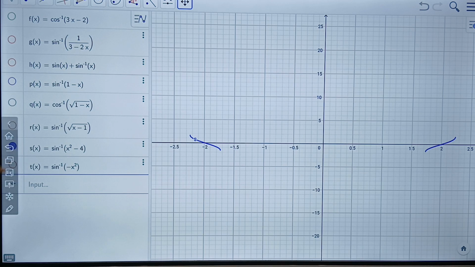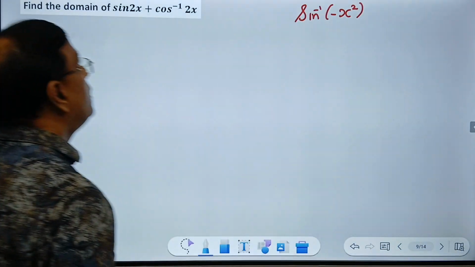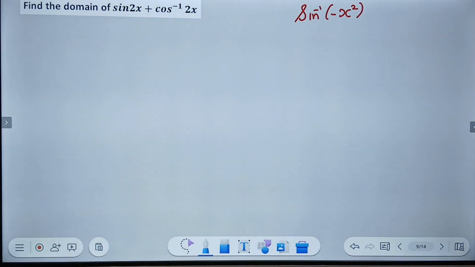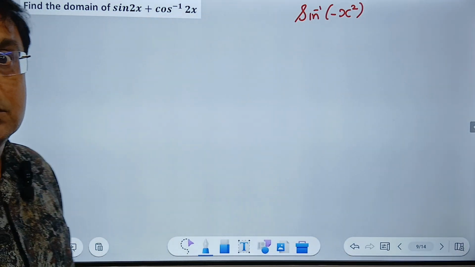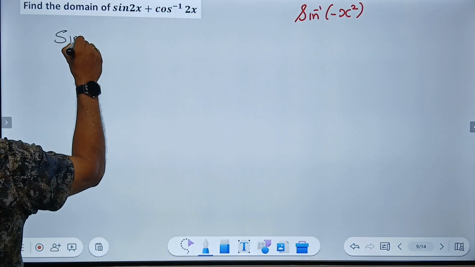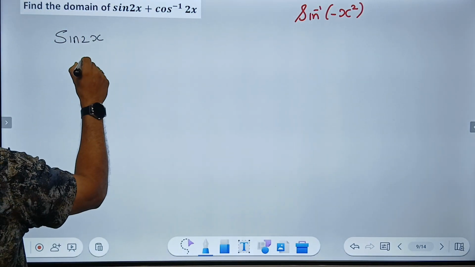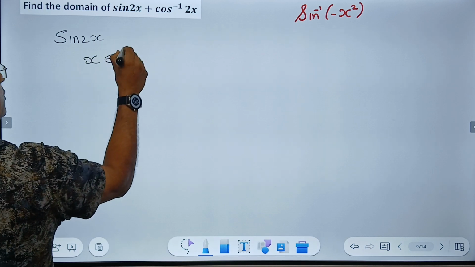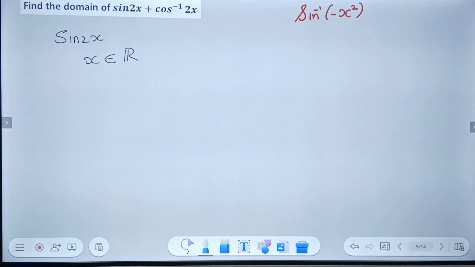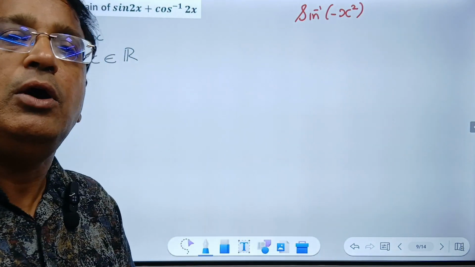Let's go to the next question. When you go to the next question, what happens? You want to find the domain of sine 2x plus cos inverse of 2x. When I look at sine 2x, you know 2x can take all angles. So x is all real numbers. Just like what we did for sine x, for sine 2x also it will be all real numbers.